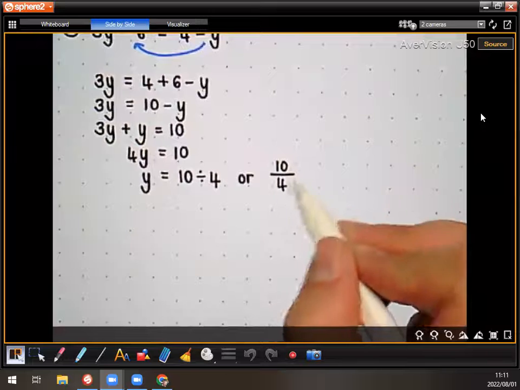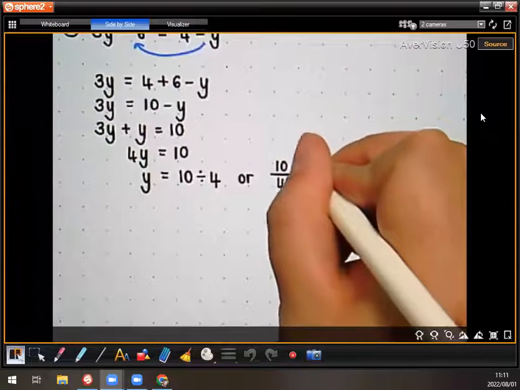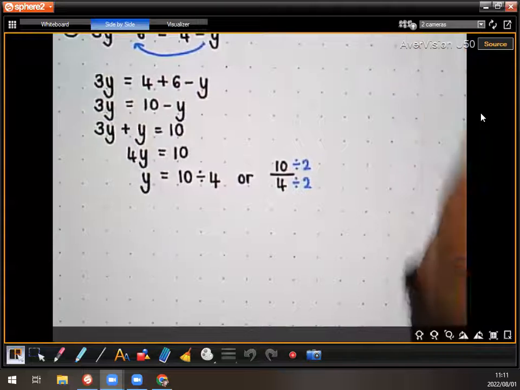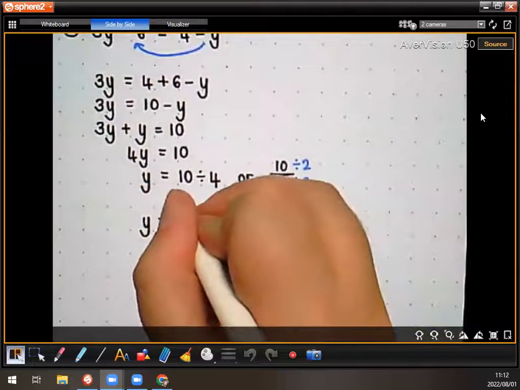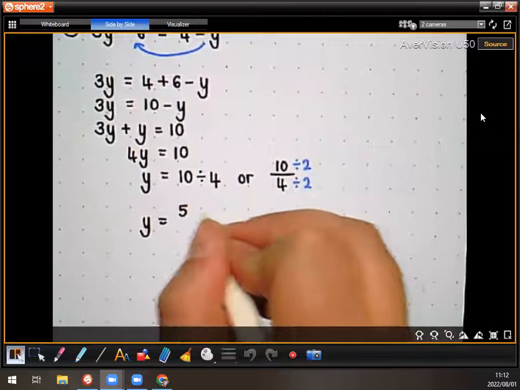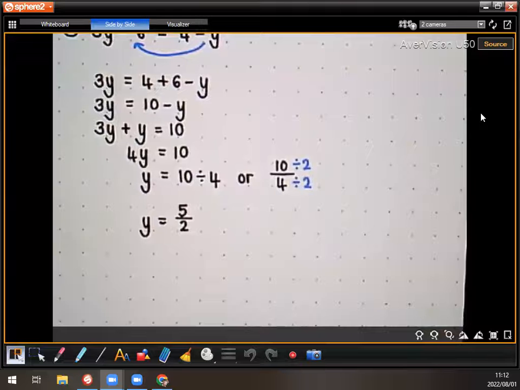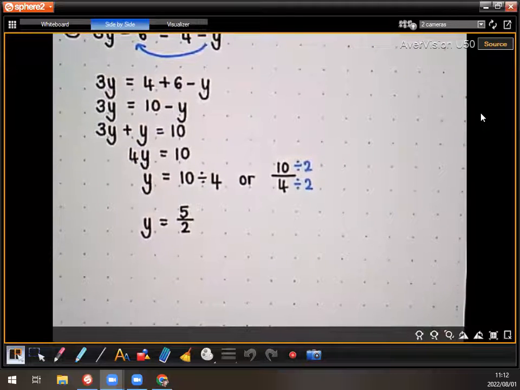What is this? Can I leave my answer like this? 10 over 4. Can I simplify that? What number goes into 10 and 4? 2. Again, guys, you don't have to show this divided by 2 thing. Just do this in your head. So what is y going to be? What's 10 divided by 2? 5. And 4 divided by 2 is 2. 5 over 2. Now, guys, we haven't actually done any examples where we got a fraction as an answer, hey? But it is possible. 5 over 2 is a number, all right? So we do need to be prepared for that.